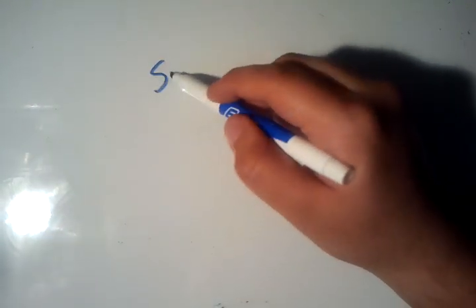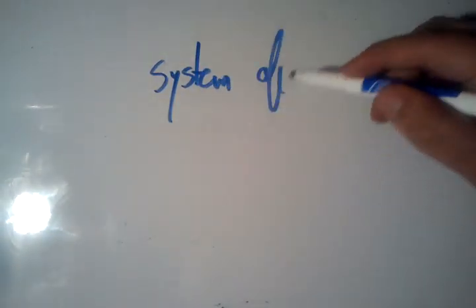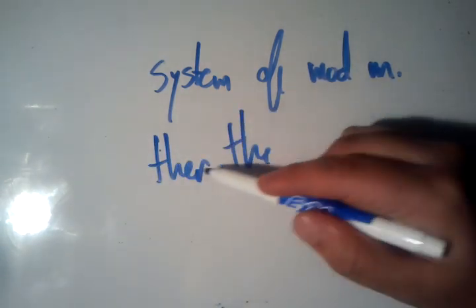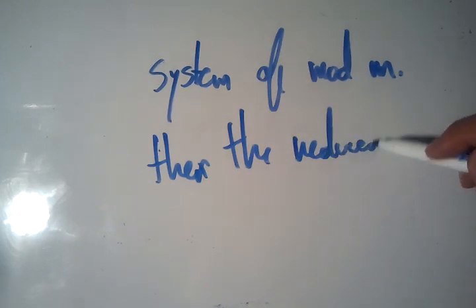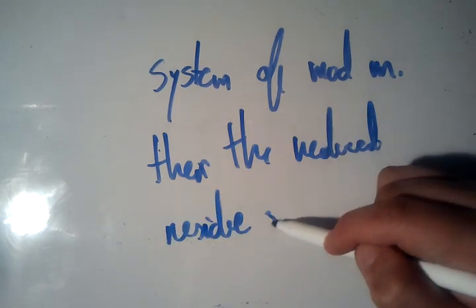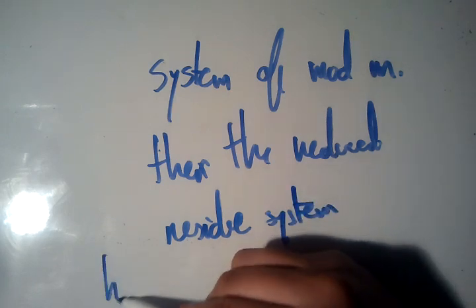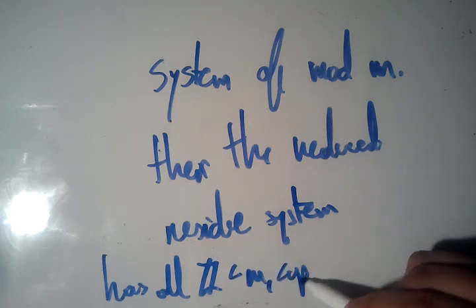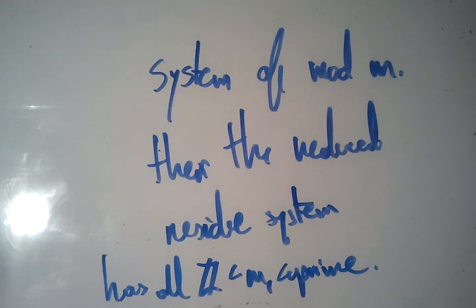So now we can also talk about something called reduced residue systems, and that means it only contains the numbers that are smaller than m, but relatively prime to it. So if we say we have a system of mod m, then the reduced residue system has all integers less than m coprime to it. So let me give you an example.